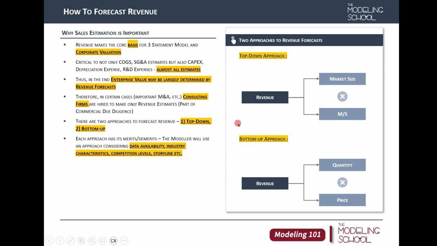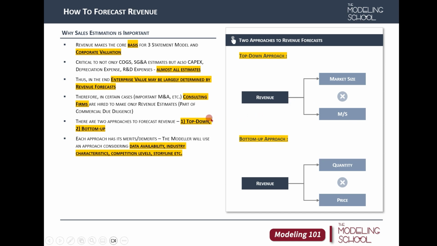While both approaches have their merits and demerits, we choose an approach considering what data we have available, what industry we are doing the modeling for, and how many competitors, so how many players are in the market, which is very important to deciding which approach to use. Because if you have, let's say, 100 competitors, players in the market, it's going to be very difficult to use a top-down approach. It's going to be very hard to assign a single market share, especially if the market is fragmented.